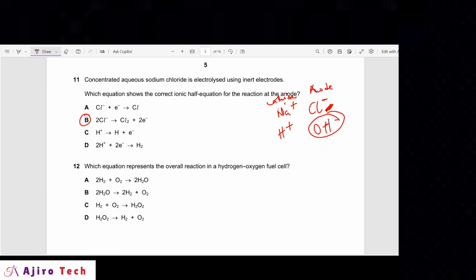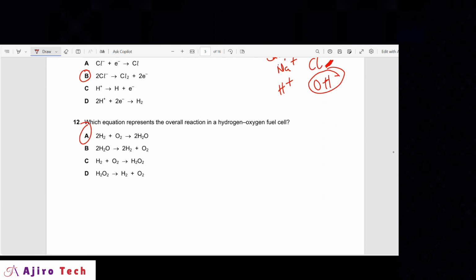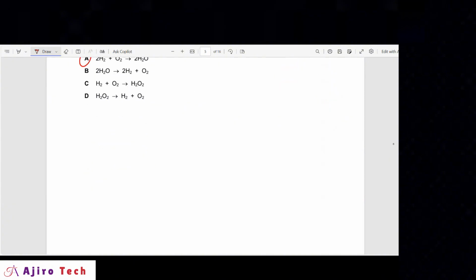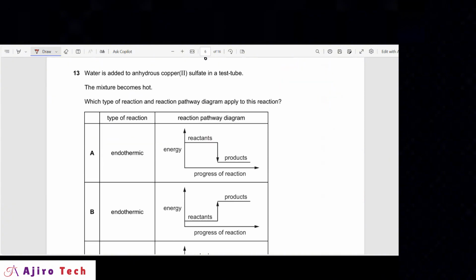If we go to question 12, which equation represents the overall reaction in a hydrogen-oxygen fuel cell? I think this is quite easy. It's just A. We have hydrogen gas reacting with oxygen gas to give water, and it's a balanced equation. All right, go to question 13.